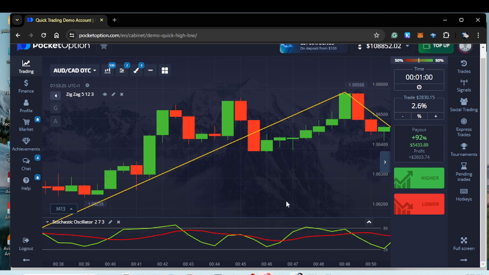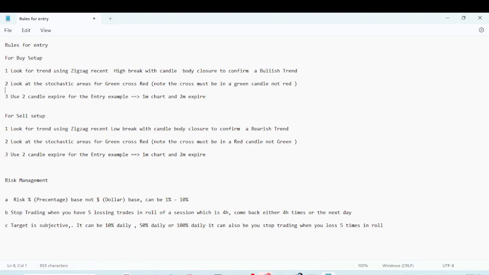It means that when I take my buy trade on this candle, each candle is 30 seconds. So this is 30 seconds, and this is the second 30 seconds. So two candles expiry. That's what it means. So any chart you use, make sure you use two candle expiry. Then vice versa for the sell.